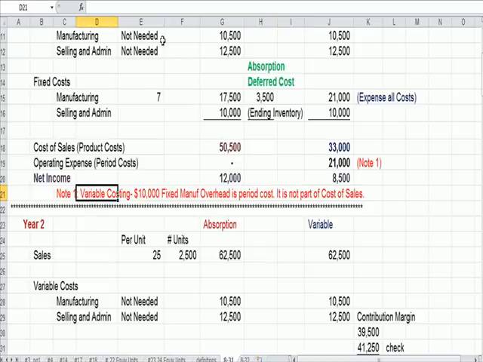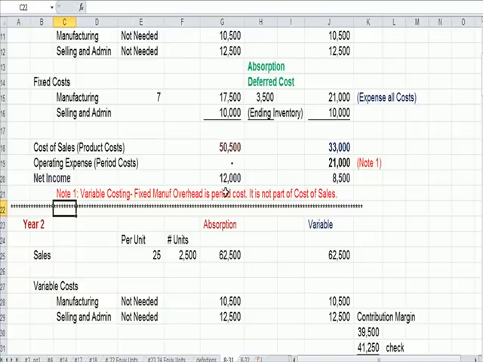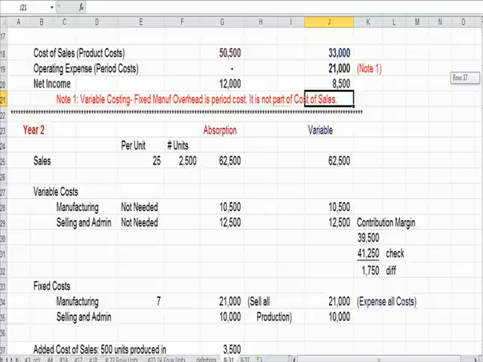So the fixed manufacturing for variable costs, the amount's not important, is a period cost, which means we incur it with the passage of time. We immediately expense all the costs because some time has passed. It's not part of cost of sales. If it was, it would first get deferred into inventory, then it becomes an expense when we sell the item, which we'll see in a minute. Let's go down to year 2.